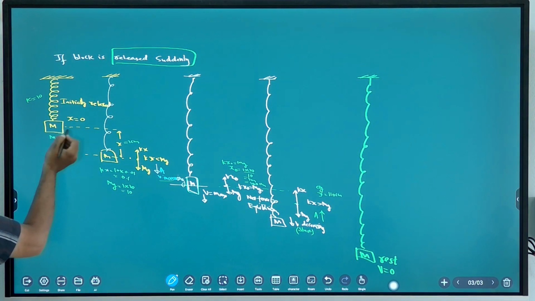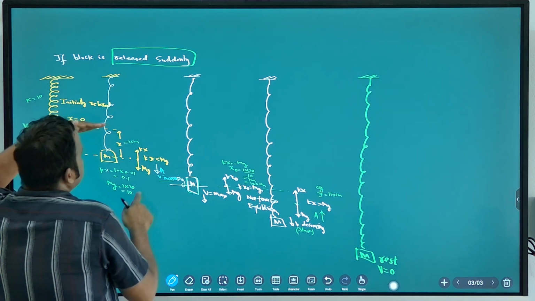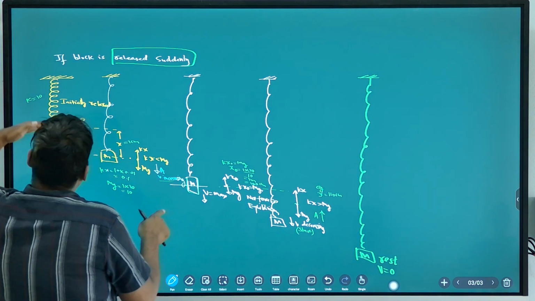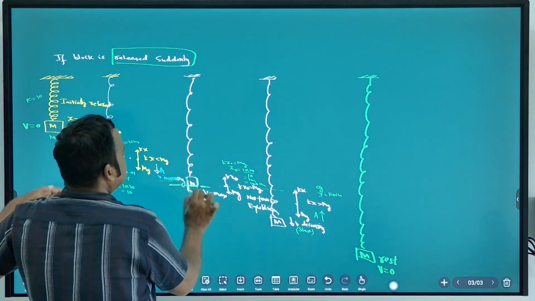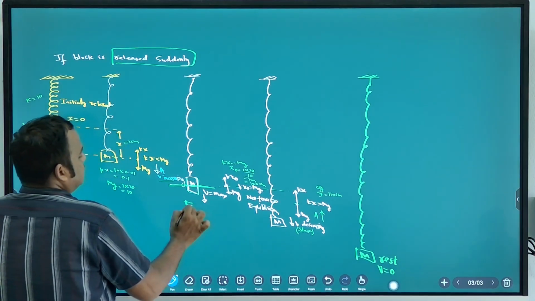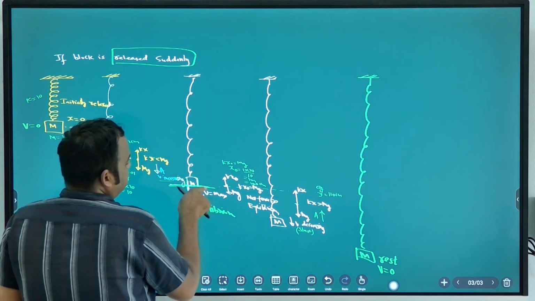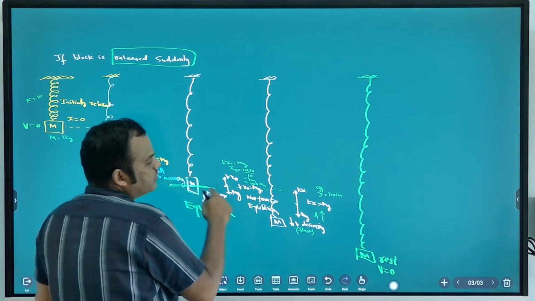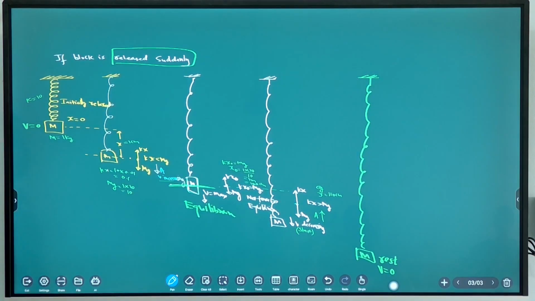Initially the block is relaxed, I am holding the block. So what is the initial velocity? 0. Now velocity is increasing. Up to what point is velocity increasing? Up to equilibrium. Velocity is maximum at this point. After that velocity is decreasing. Draw this diagram. Note down.